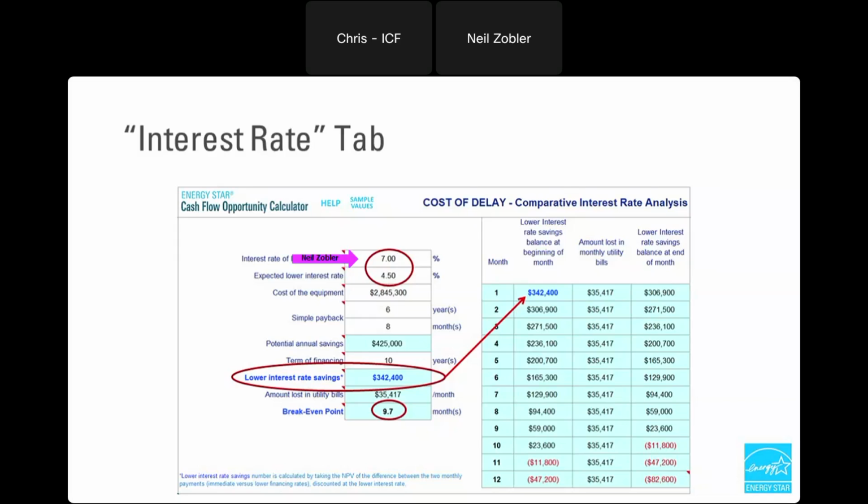So what's the benefit of a 7% versus a 4.5%? Well, if you take the net present value difference between the payment at 7 and the payment at 4.5, you discount it back at the lower interest rate, that's equal to $342,000. That's the benefit of the lower interest rate. Great. Well, I'm taking that money, I'm putting it into the pot over here. And remember, we calculated how much inefficiencies we're losing every month by delaying the project. Well, in this case, it's $35,000 a month. So the question now is, how long can we wait before the lower interest rate costs more money?